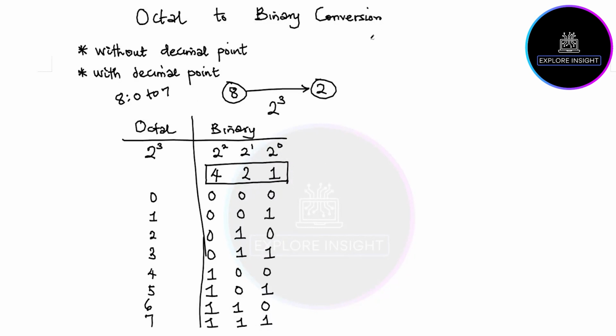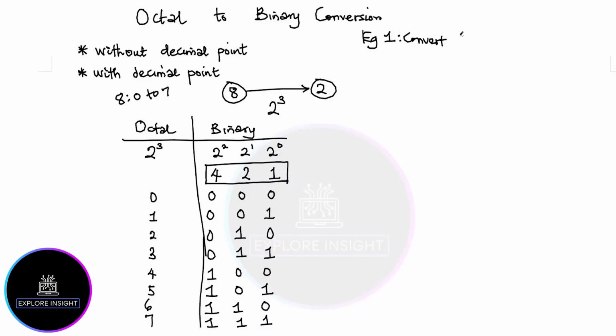So with that, let's quickly look at example 1. Now, if we are asked to convert 71 in base 8 to binary, we are asked to find x. What do we do?